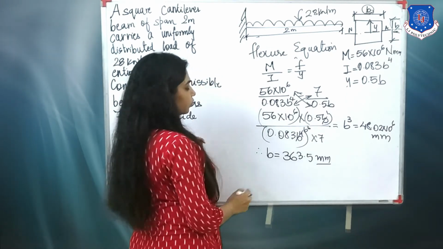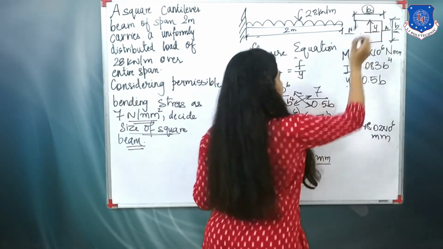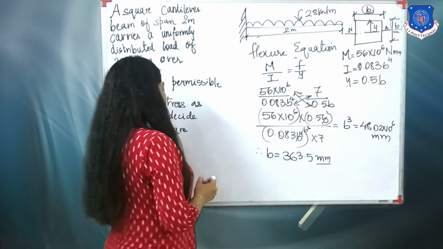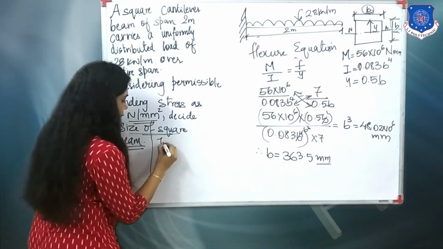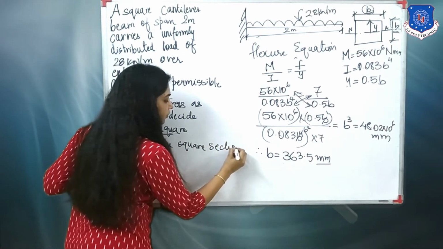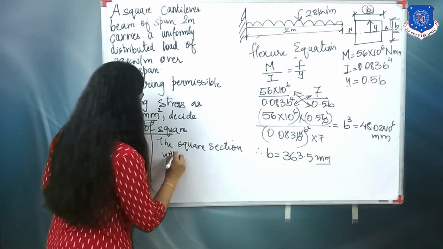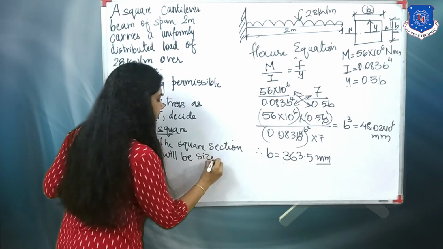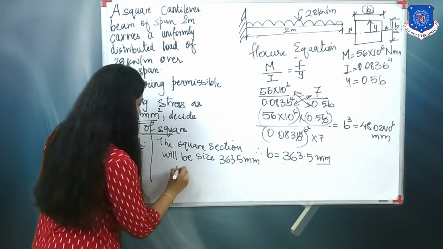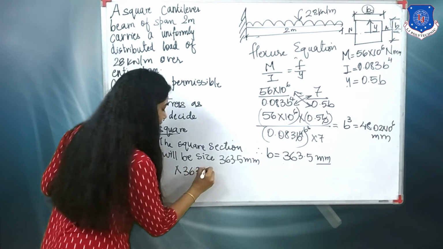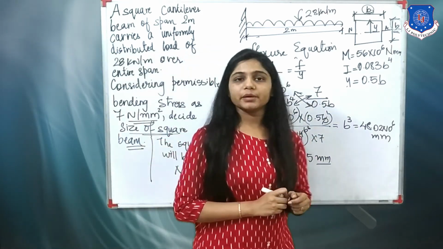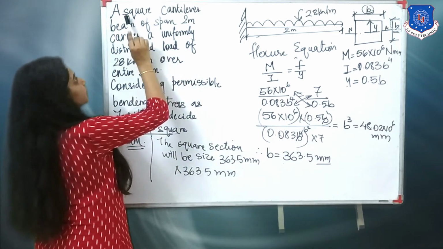So lastly, we know that it is a square section in which D is the same as B, and instead of D, it will be the same. So my answer line will be: the square section will be of size 363.5 mm into 363.5 mm.